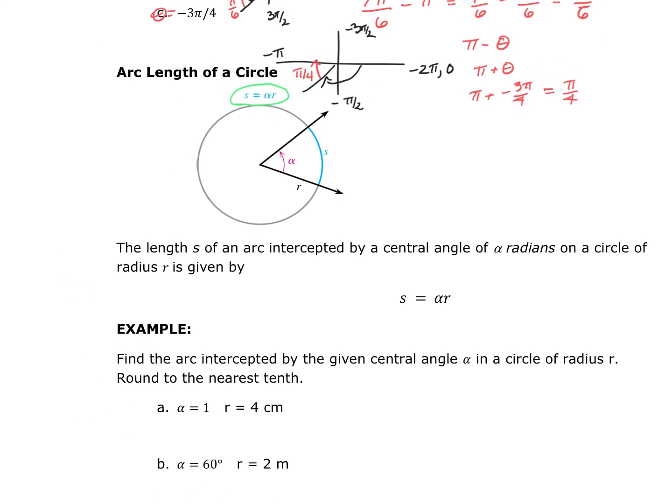Now here's the thing. This is really important. You have to be in radians. If you are not in radians, you're going to have to convert your angle into radians so you can actually find the arc length, because you have to be in radians.